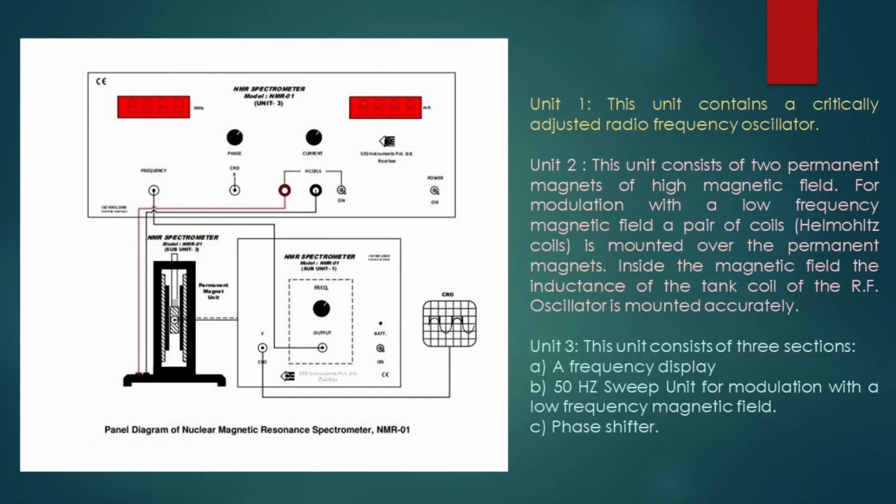Now move to unit 3. In unit 3, a 50 Hz sweep unit is there. The Larmor frequency of the sample is modulated with this 50 Hz through the Helmholtz coil. A phase shifter is there, and this phase shifter is used to make XY mode in the oscilloscope, and there is one frequency display. So the frequency of the RF oscillator will be displayed in unit 3.